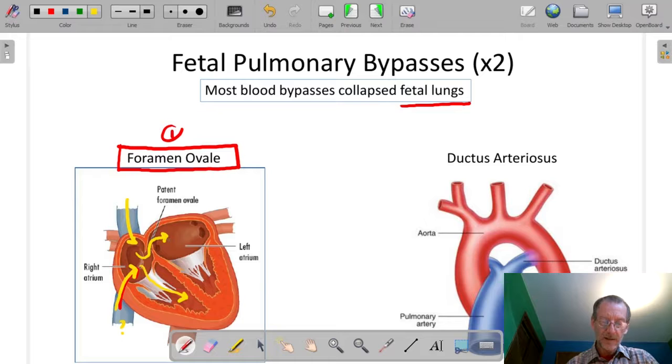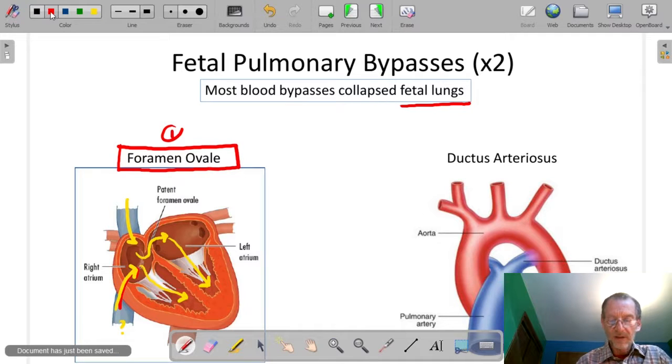This blood will then just continue on down into the left ventricle and then be pumped out through the aorta to the rest of the fetal circulation. So that's the first of these two bypasses. And by the way, when you see the word patent, so this is a patent foramen ovale, patent means that it's open.